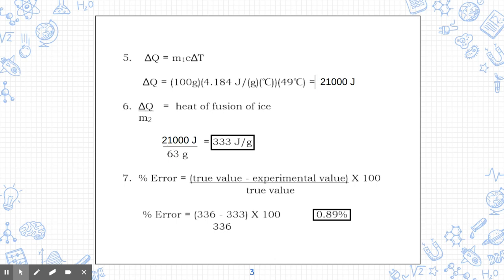Question number two. One source of error is the flow of heat between the water in the cup and the surroundings. Explain how this error is reduced by starting with water at about 50 degrees Celsius. So let's go on and discuss this answer together.